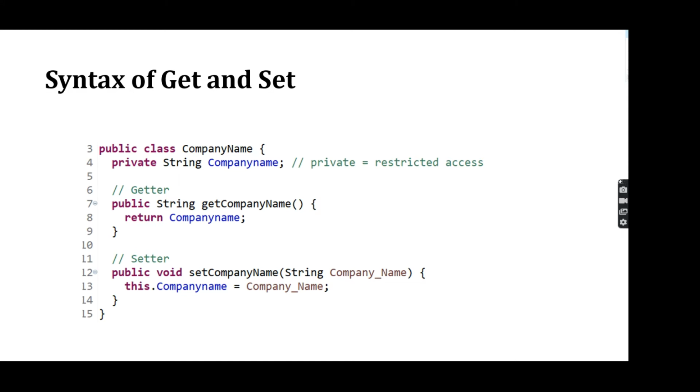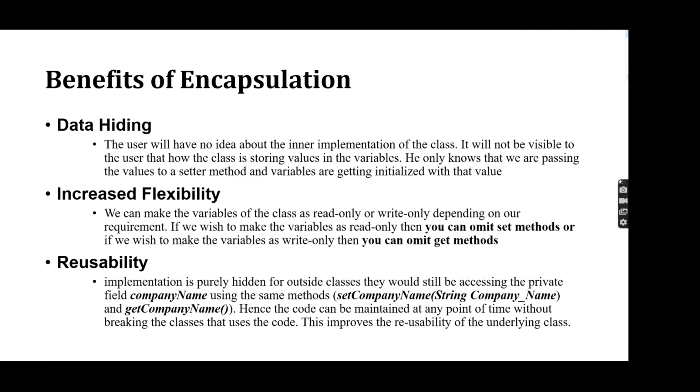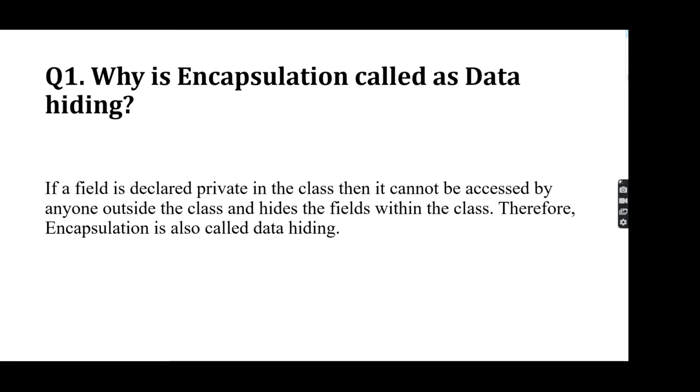Syntax of get and set. Get, as I told, returns the value, right? Likewise, set means we have to set the variable. This is the format we use to define the methods using get and set. Benefits of encapsulation: these three bullet points, you will clearly understand by the end of the session, right? First, we are going to find the answer for the first question.